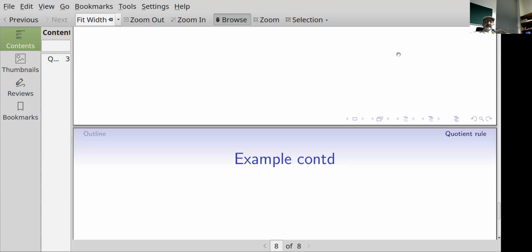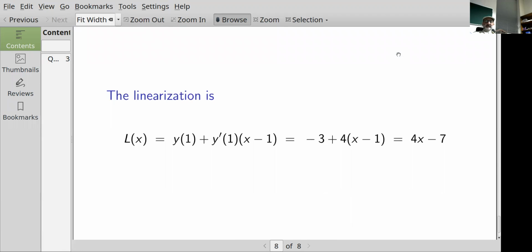So then the linearization is given by L of x is equal to y of 1 plus the derivative of y at 1 times x minus 1. y of 1 was minus 3, and the derivative of y at 1 was 4. So the linearization is minus 3 plus 4 times x minus 1, which is equal to 4x minus 7.